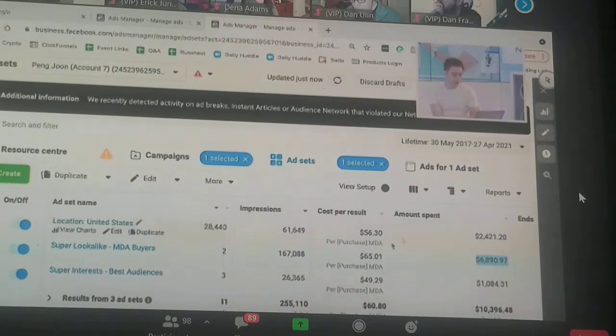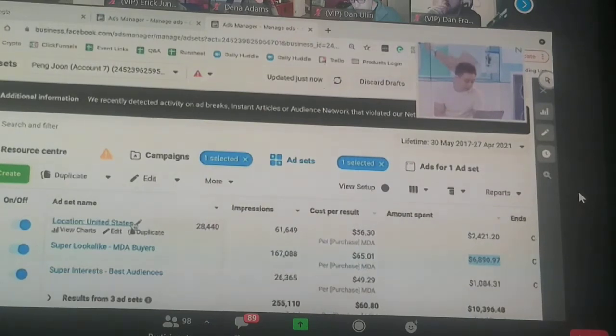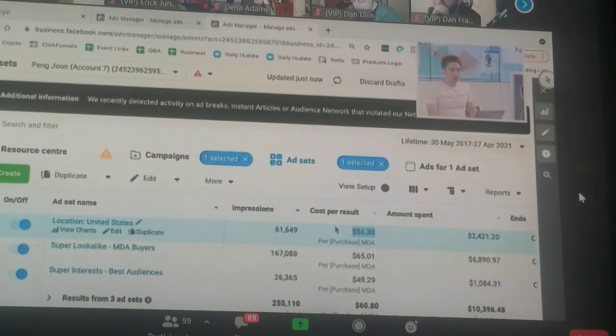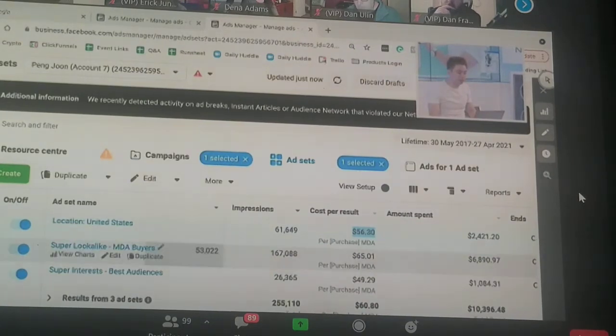But if you take a look at this campaign over here, which is anybody living in the US, you will see that the cost per result is actually cheaper than lookalike of buyers. Now, why is that the case? It is because this is anybody who lives in the US. So think of it as kind of like, this is like the intern in an organization, whereas this here is the leader, it's the mentor that has experience, okay?